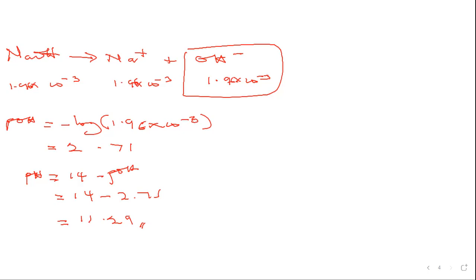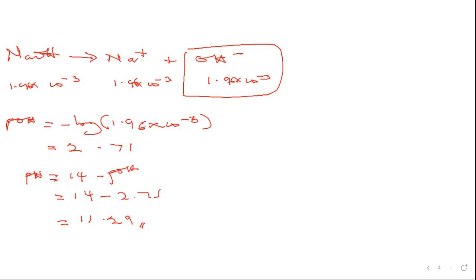So a typical example is here. This is a buffer of acetic acid and then sodium acetate. This is a weak acid and this is a salt, a strong salt. And so this qualifies to be a buffer. We are good to go.